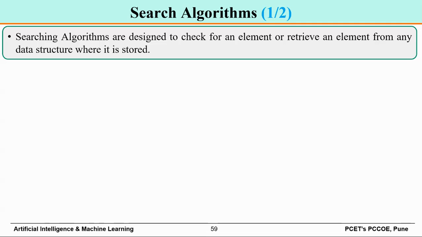Again, if there is a local publisher who especially designs a book related to our curriculum, then definitely you try to refer to that book as well. So similarly in search algorithms we do the same thing, but the application may be different, right? Searching algorithms are designed to check for an element or retrieve an element from any data structure where it is stored. So suppose the banking field is there. So a lot of information is there.